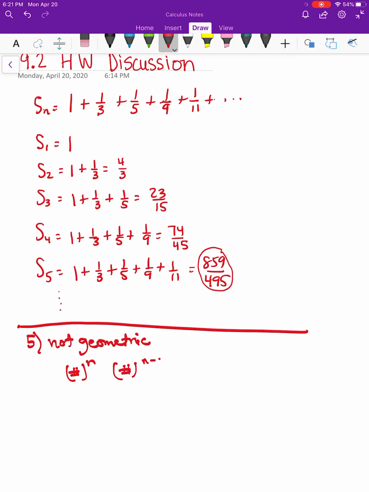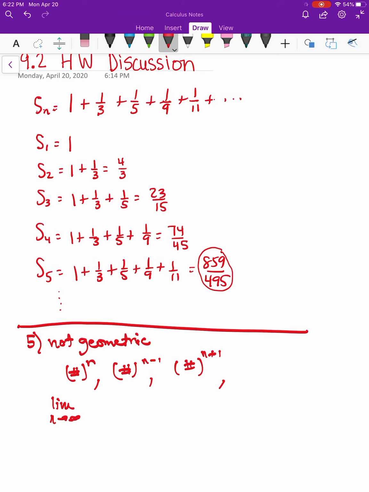Then we go to 5, 6, 7, and 8. And on those, like on number 5, it's clearly not geometric, okay? For something to be geometric, it's going to be a number being taken to an nth power, or an n-1 power, or an n+1 power. You know, it's going to be one of those, a number being taken to a power. If you notice on number 5, it's just like a linear function over a linear function.